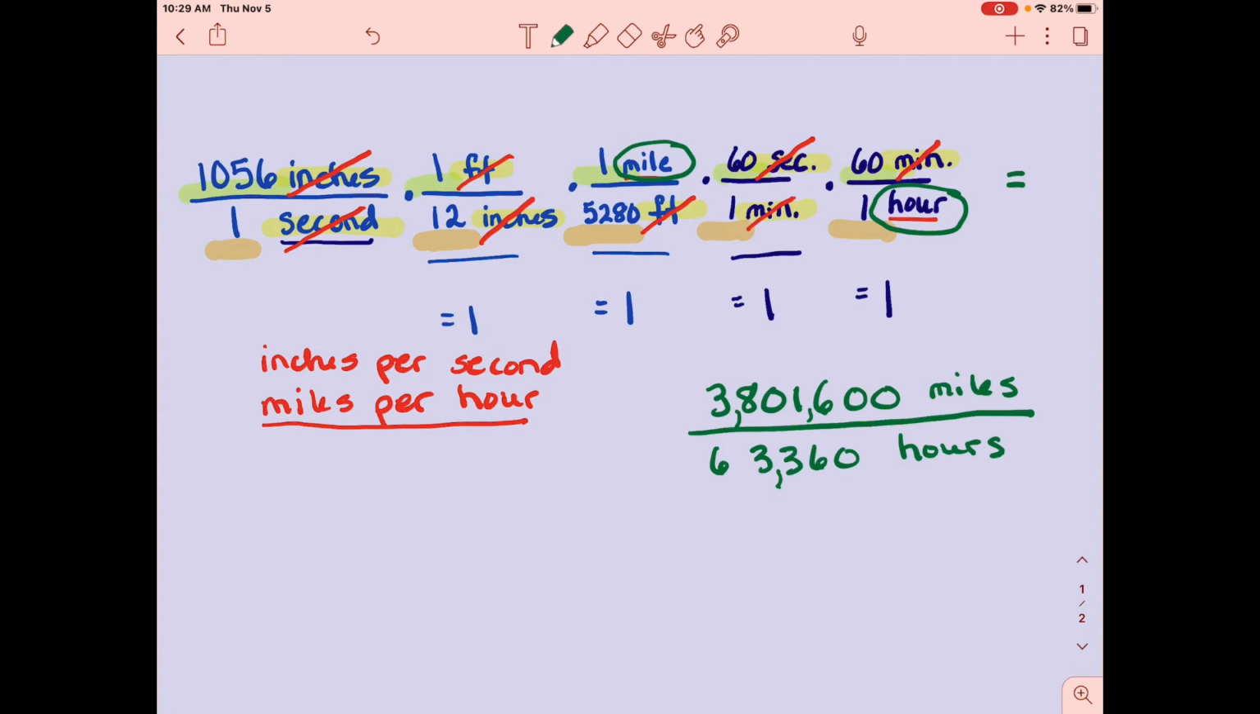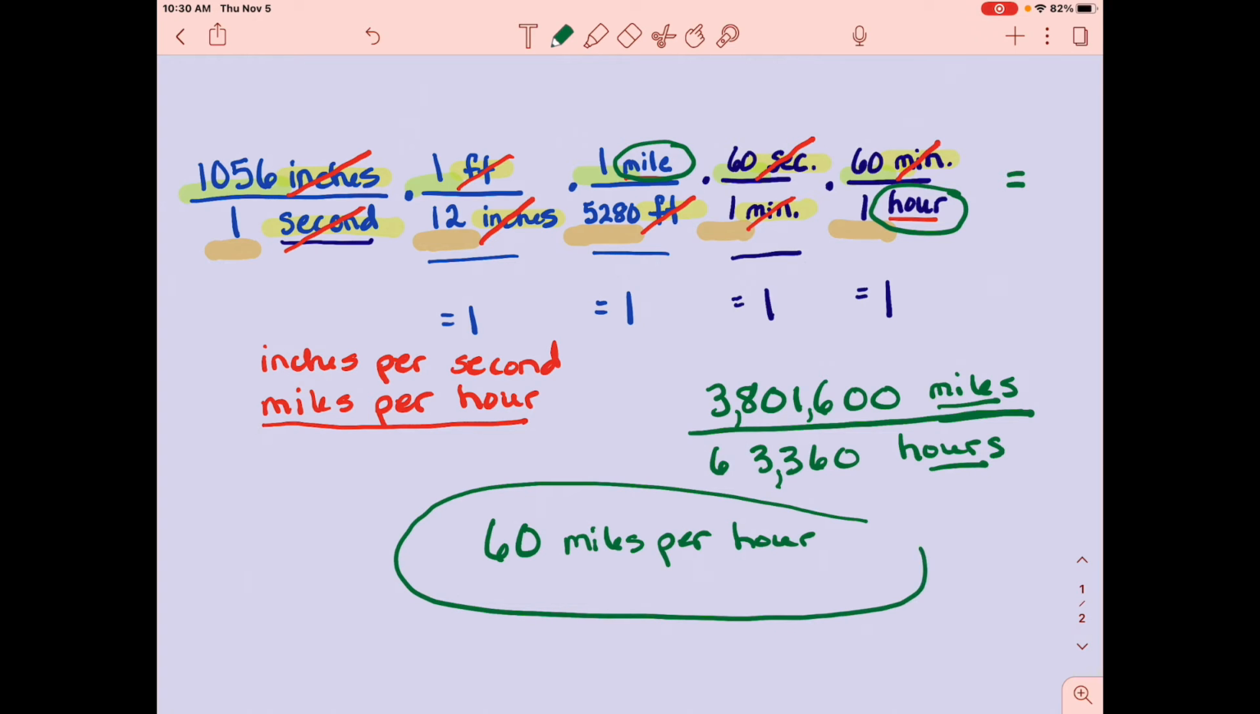3,801,600 divided by 63,360. And I get 60, nice and even, 60. And so I don't have to keep putting it over a 1. I'm just going to say miles per hour, because whenever I have miles over hours, that's what it means, miles. The fraction bar, we say per. So miles per hour. So I actually converted 1,056 inches per second to 60 miles per hour.